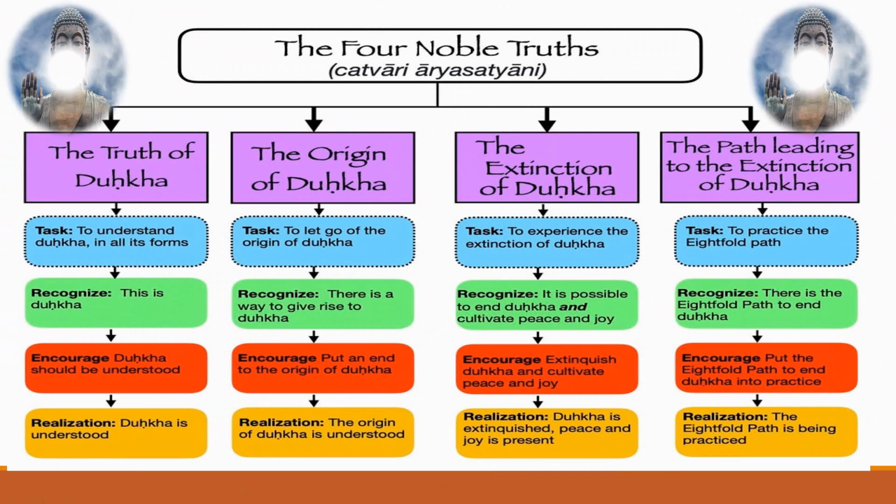Let's learn more about the Four Noble Truths in detail. First, the truth of dukkha means to understand dukkha in all its forms. Recognize: this is dukkha. Encourage: dukkha should be understood. Realization: dukkha is understood. The origin of dukkha: to let go of the origin of dukkha. Recognize: there is a way that gives rise to dukkha. Encourage: put an end to the origin of dukkha. Realization: the origin of dukkha is understood.